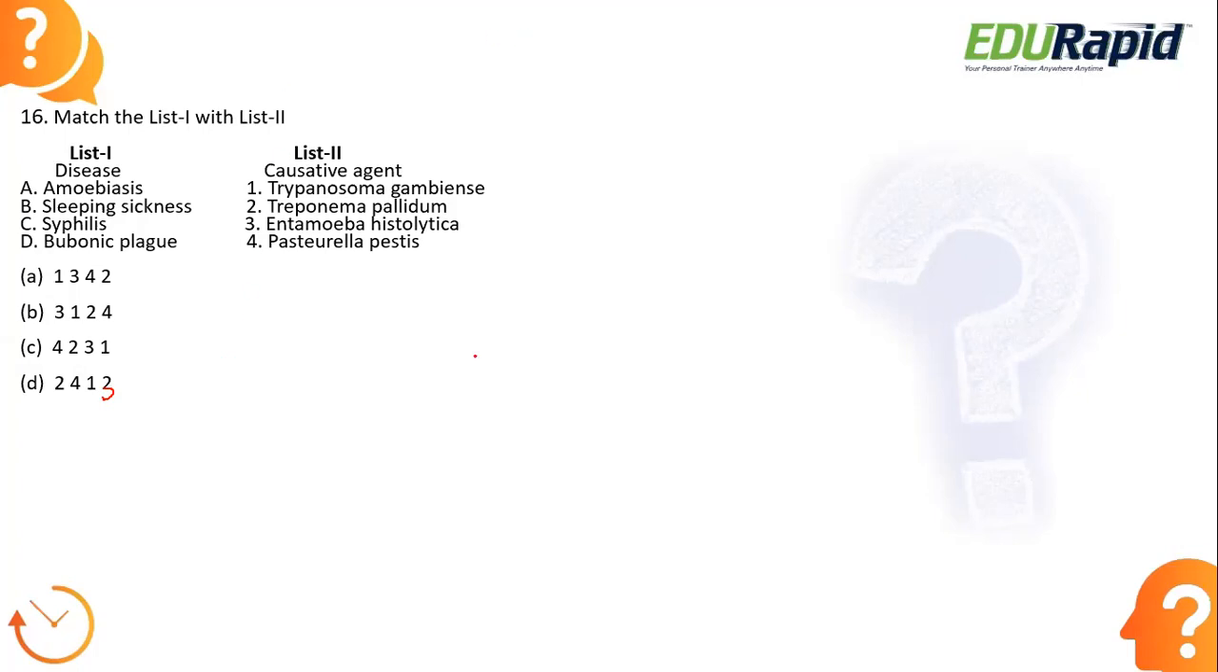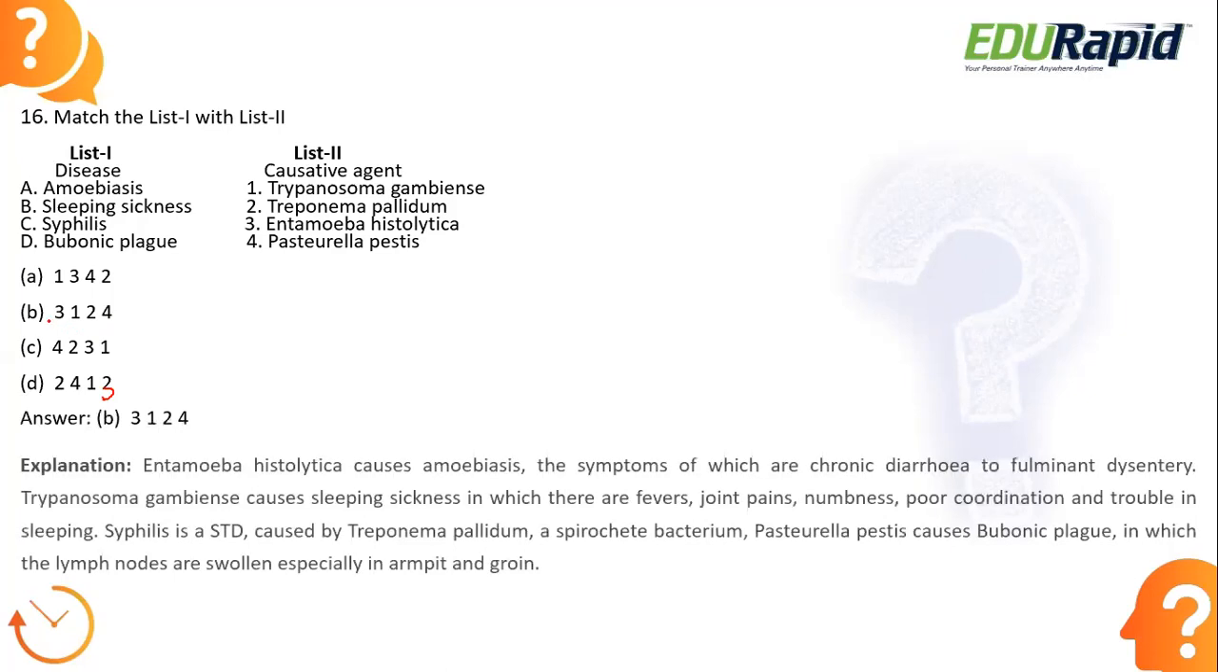Okay, now we'll look at the right answer here. The right answer is option B, 3124. Matching these, Entamoeba histolytica is the one that causes amoebiasis. Amoebiasis is a disease whose symptoms are chronic diarrhea to fulminant dysentery. If it is not treated on time, it can become chronic and lead to dysentery. It is caused by an amoebic species, Entamoeba histolytica. Clear?